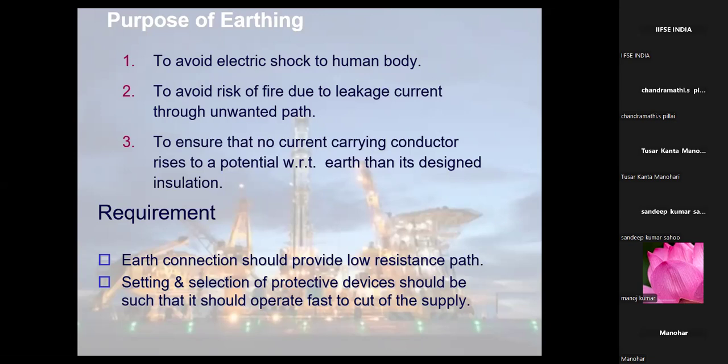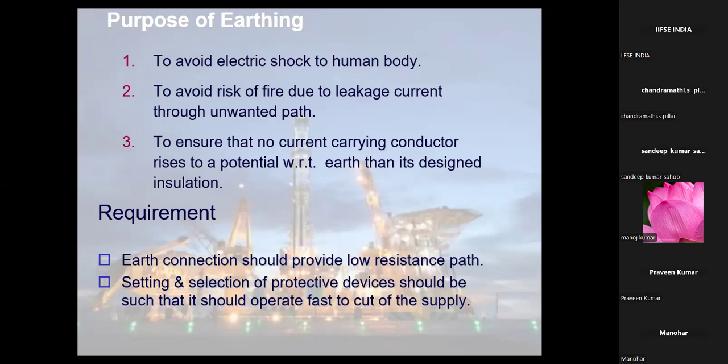the earth connection should provide a low resistance path. 5 ohms is very high. It's 0 to 1 ohm, sir. Yes. That is a very good answer. A maximum of 1 ohm is permissible. But depending upon the type of equipment and other things, the resistance value will definitely change.